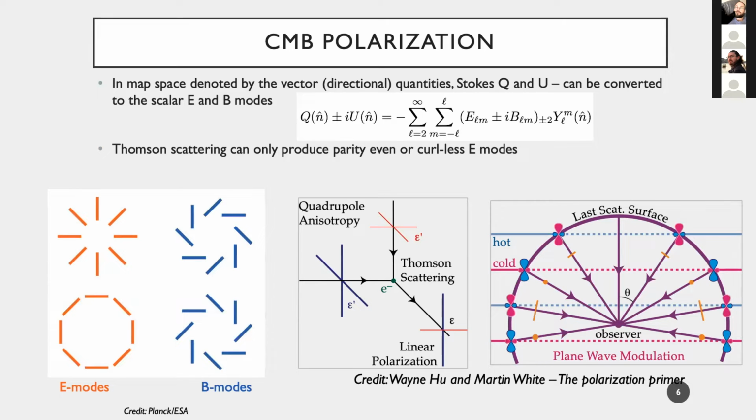Because of the way the CMB polarization is generated through Thomson scattering at the last scattering surface, we should only see E modes. So we should only see these curl-less, parity even E modes. And that's why looking for B modes is interesting, because it would indicate some sort of strange process going on that would be really exciting to measure.